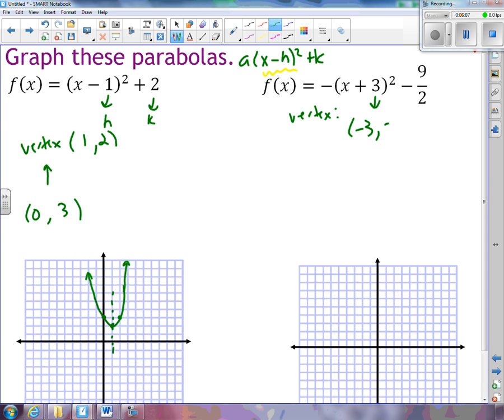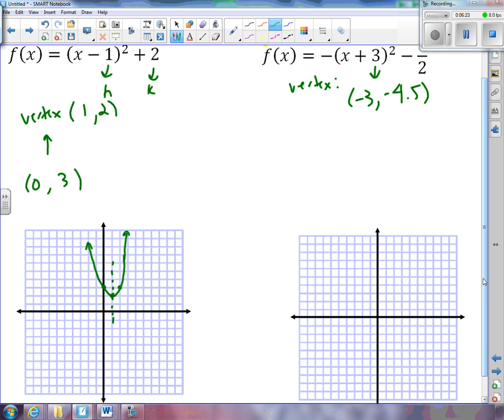So 9/2 is a fraction. I know you guys freak out when there's a fraction in problems. But just do 9/2. What's 9 divided by 2? 4 1/2. That's just negative 4.5. If it helps you think about it as a decimal, that's fine. I don't care whether you write it as a fraction or a decimal. So now you should be going to the point negative 3, negative 4 1/2. 1, 2, 3, 4, and a little bit. So that's going to be our vertex.